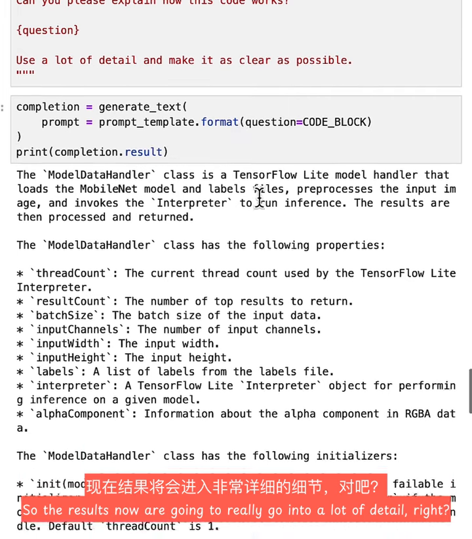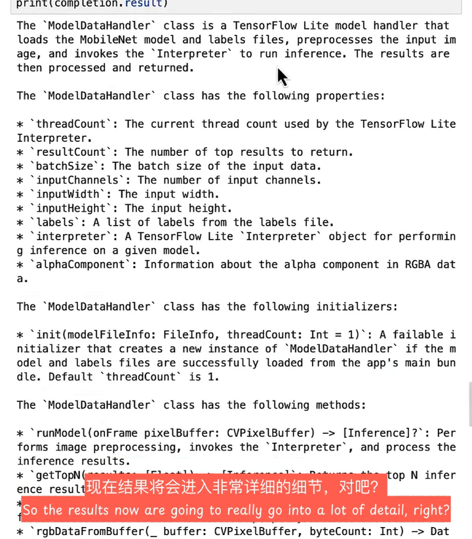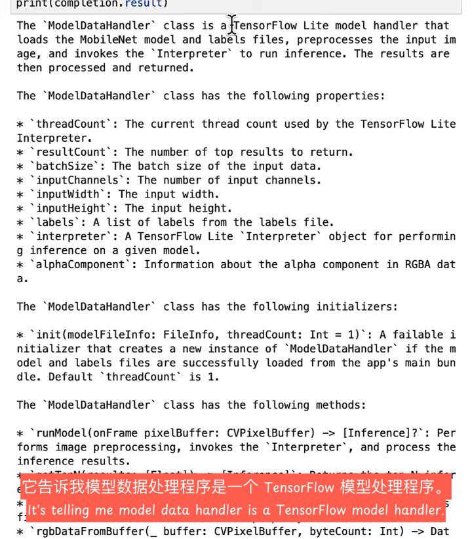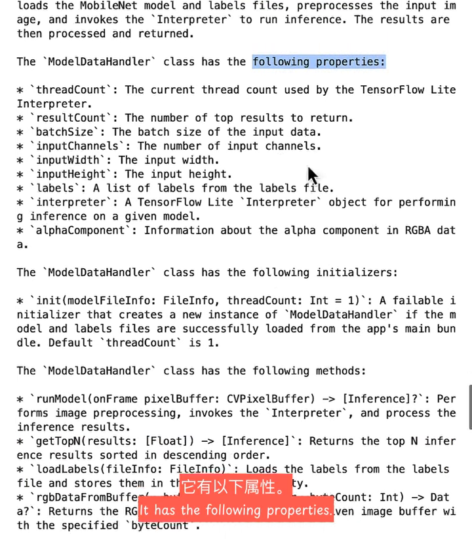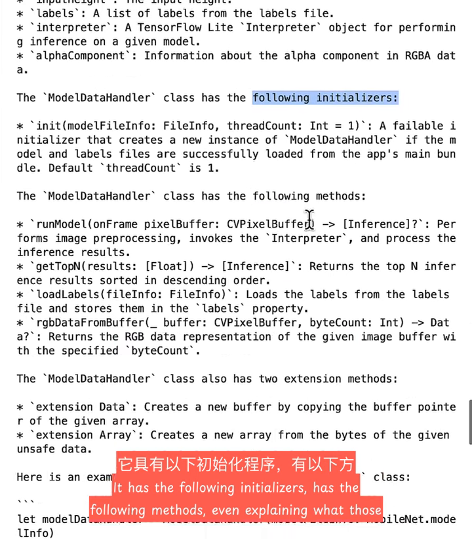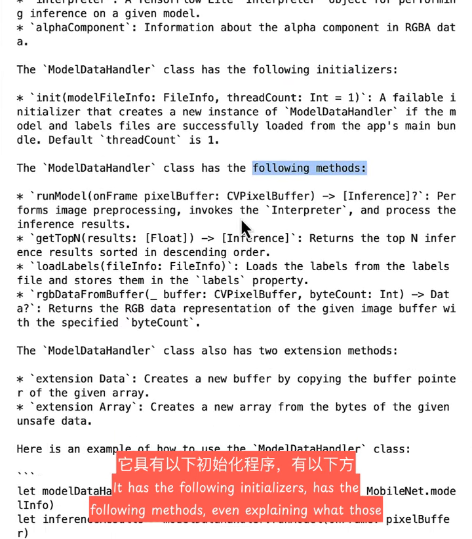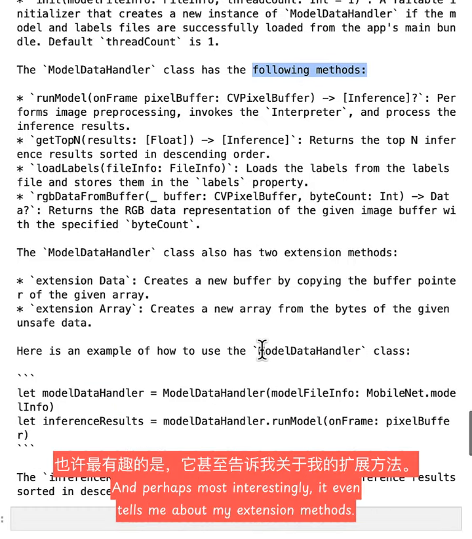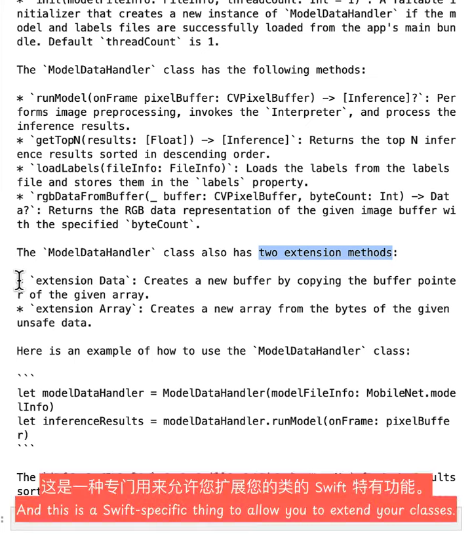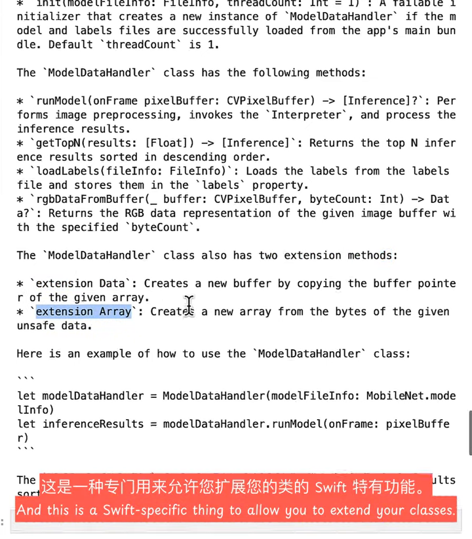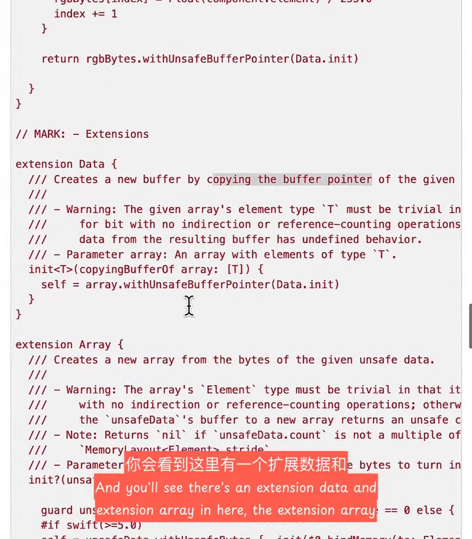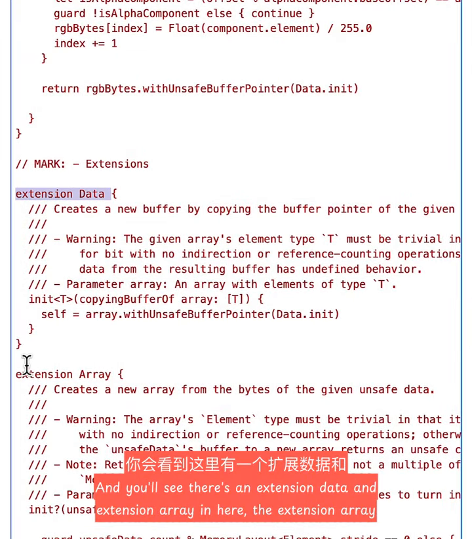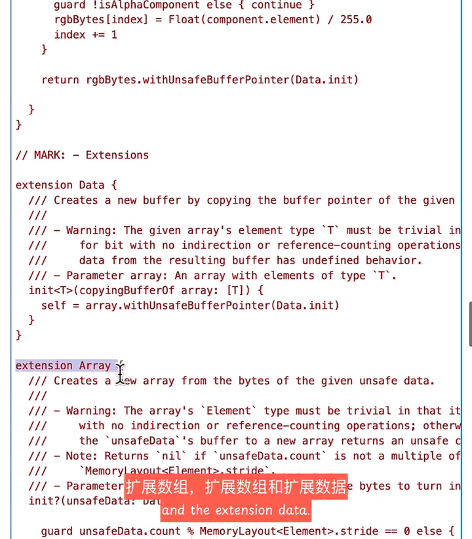So the results now are going to really go into a lot of detail, right? It's telling me model data handler is a TensorFlow model handler. It has the following properties. It has the following initializers. It has the following methods, even explaining what those methods are. And perhaps most interestingly, it even tells me about my extension methods. And this is a Swift specific thing to allow you to extend your classes. And you'll see there's an extension data, an extension array in here, the extension array and the extension data.